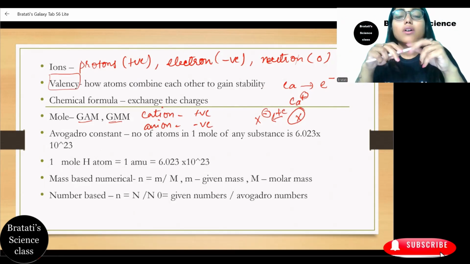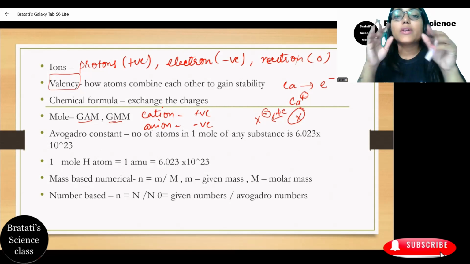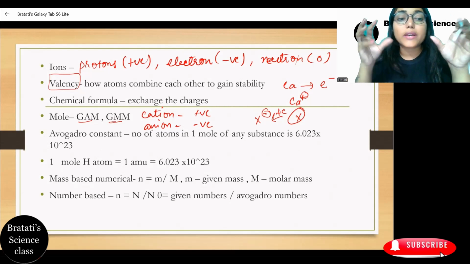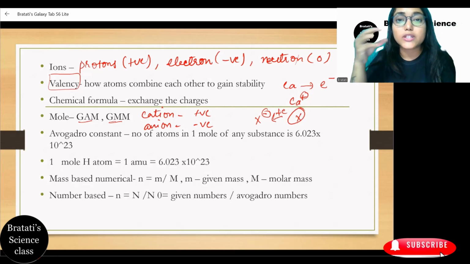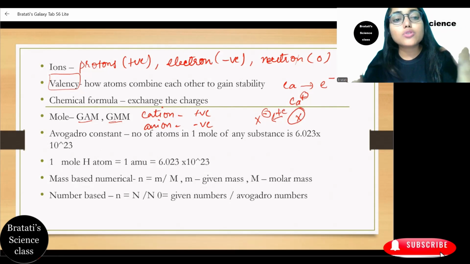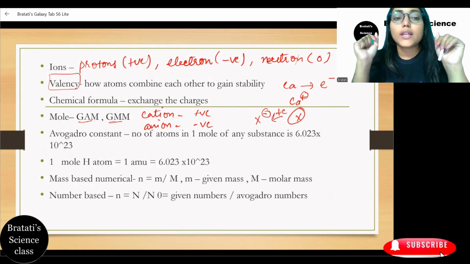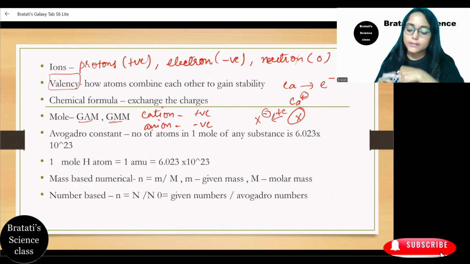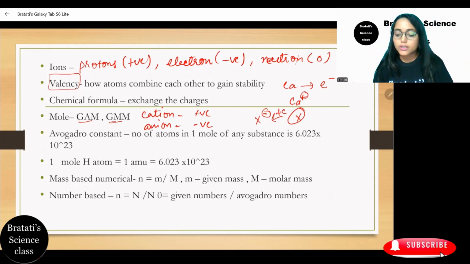Okay, so now the chemical formula. We know the symbols, the IUPAC system has already done that for us. Now we need to go with the chemical formula, and that we do by exchange of the charges. So there is a concept of, for example, how to find out the chemical formula.